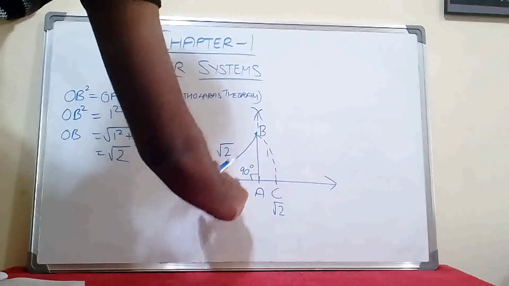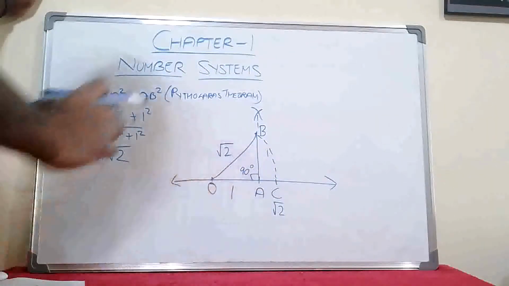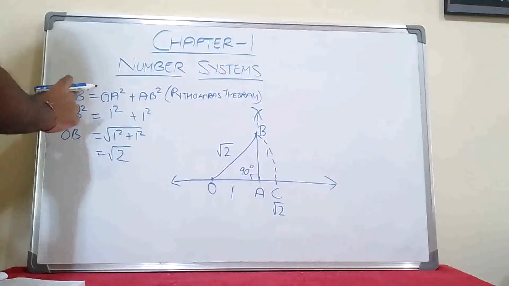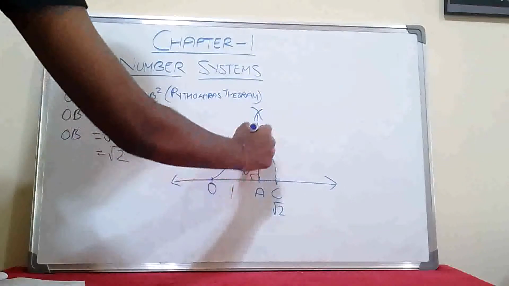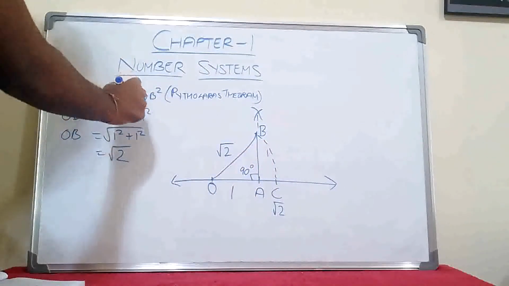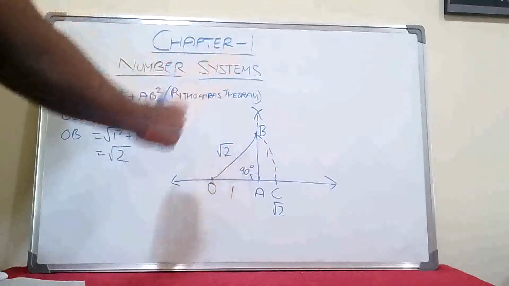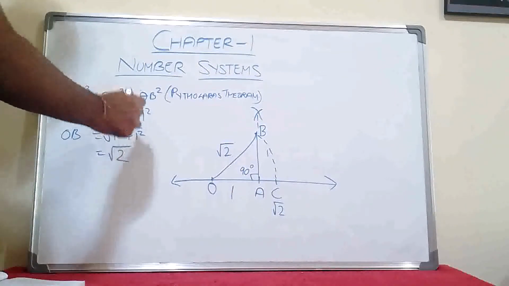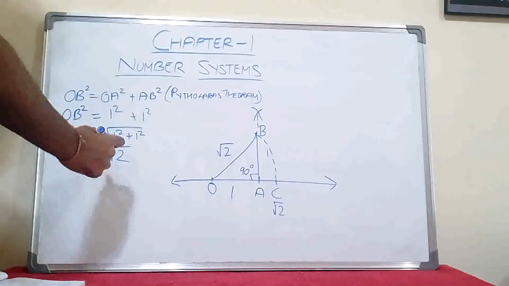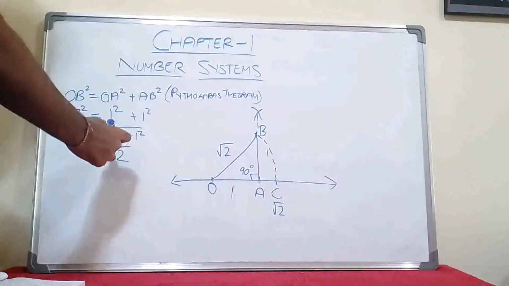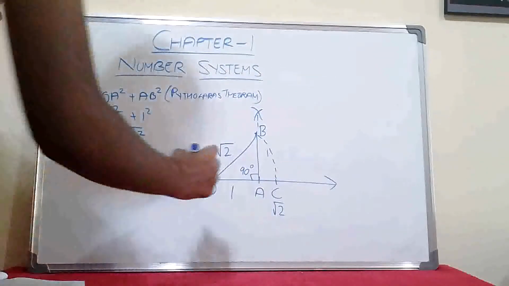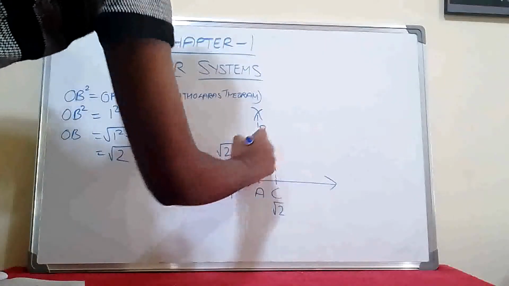So this will give a right angle triangle. Using the Pythagoras theorem, we can see that OB square equals OA square plus AB square. So OB square equals 1 square plus 1 square. OB equals root of 1 square plus 1 square, that is root 2. So this length you see over here is equal to root 2.